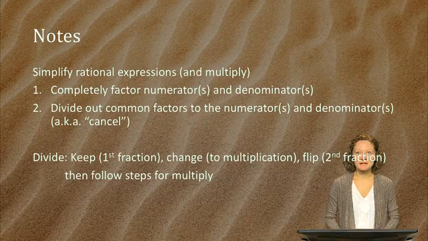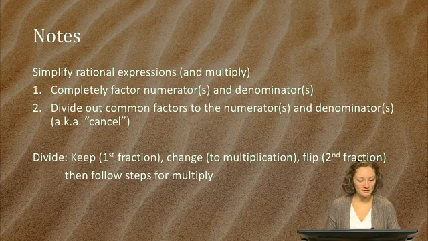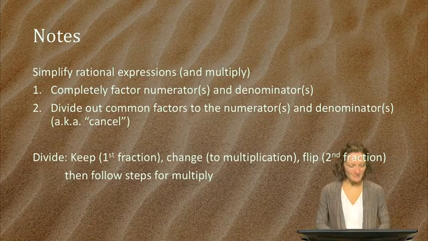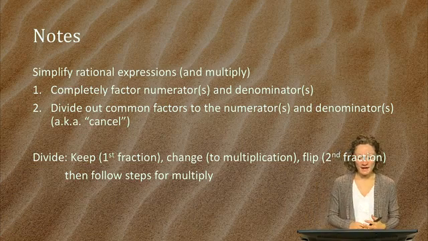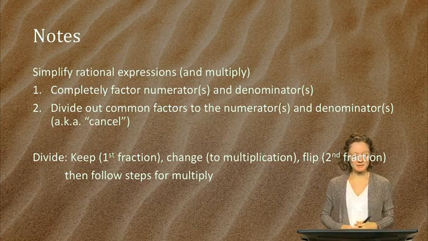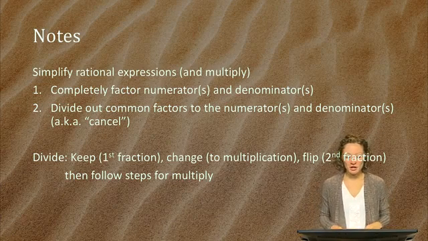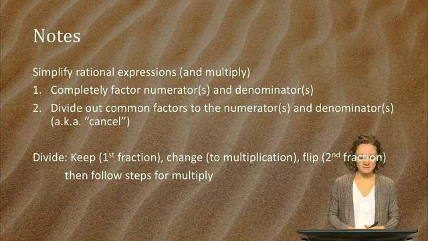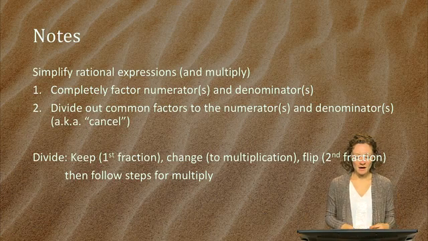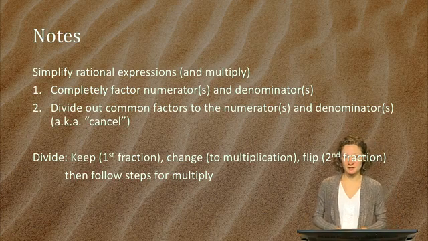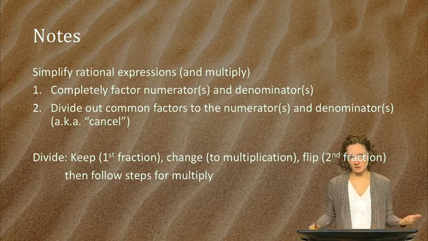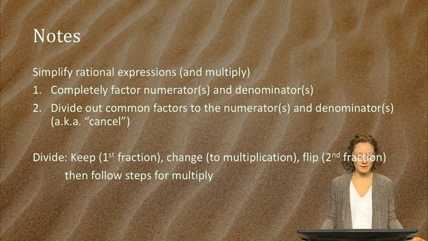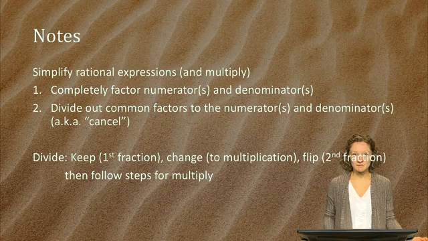So here are some steps on how to simplify. Simplify and multiply have exactly the same steps. The first step is to completely factor the numerator or numerators, if there's more than one, if we're multiplying, and denominators, and then divide out the common factors to the numerators and denominators, aka cancel. We use the word cancel a lot of different ways. In this section, it means to divide out the common factors to the top and bottom.